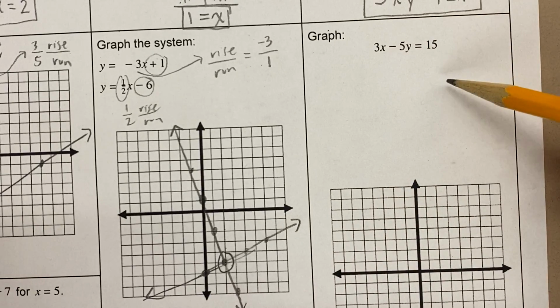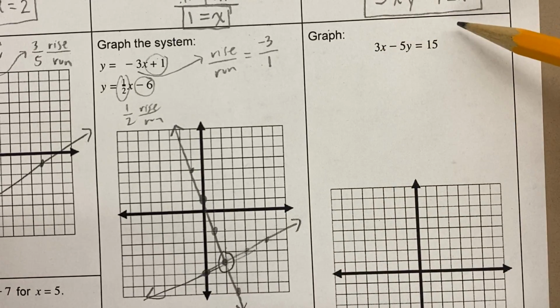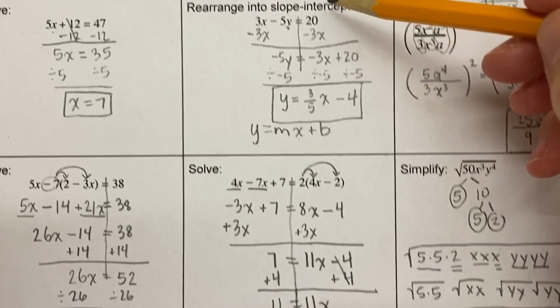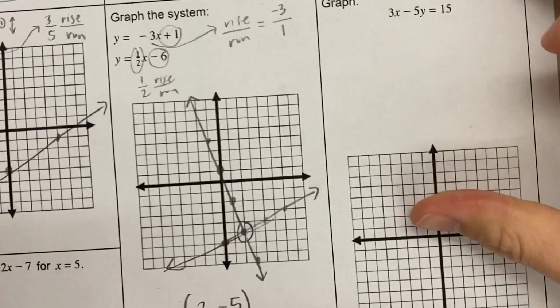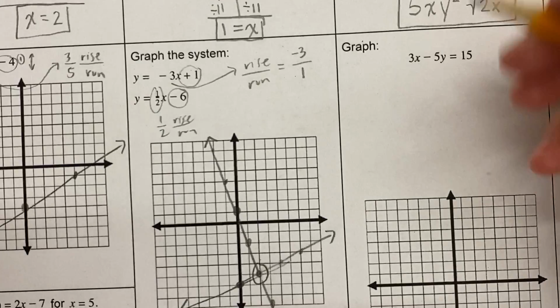Now we're going to put together 2 things we've done. In order to graph this, watch what I'm going to do. I'm going to do this first. I'm going to rearrange it into slope-intercept form. And then once I've rearranged it, I'm just going to graph it like I just did.